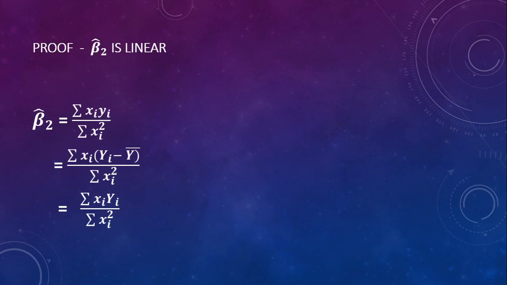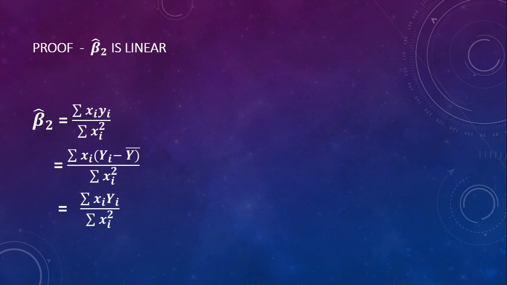Now let us prove the Gauss-Markov theorem. You have to prove this always in this way. First you have to prove that beta 2 hat is linear. Then you have to prove that beta 2 hat is unbiased. Then we can prove that beta 2 hat is the best estimator. So first we are going to prove that beta 2 hat is linear.